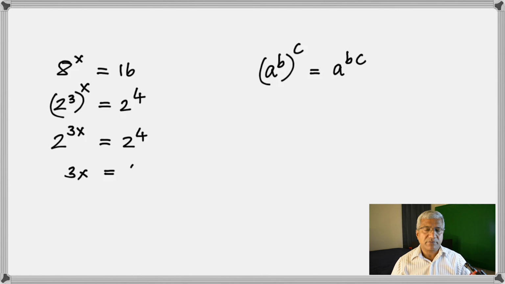That's all. So here I was trying to explain what I did. A raised to b whole raised to c is nothing but a raised to b times c, which is what I've used here. Hope that makes sense.